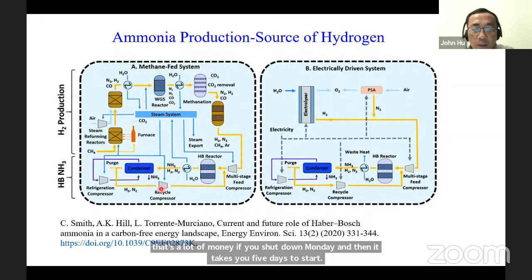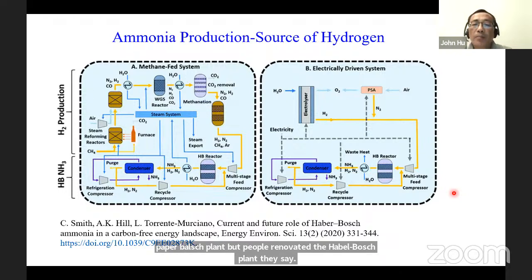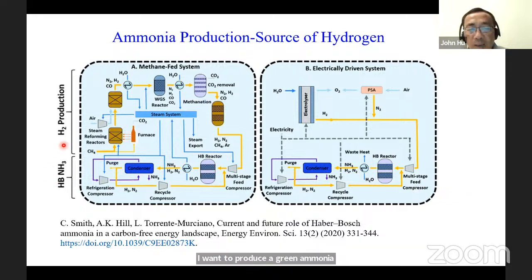So if you don't have any questions, the Haber-Bosch plant. On the right-hand side is what people today try to do to renovate the Haber-Bosch plant. When people renovate it, they say, I want to produce green ammonia, but I want to utilize the existing ammonia infrastructure, and I just take out the hydrogen from fossil. You see this? So that's why they do the electrolysis.